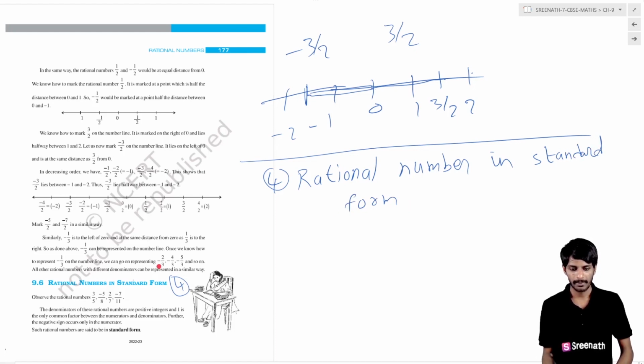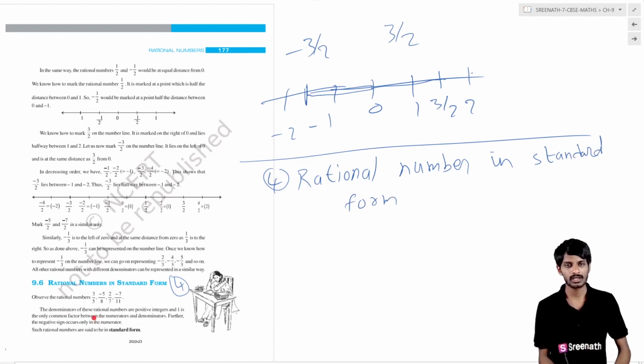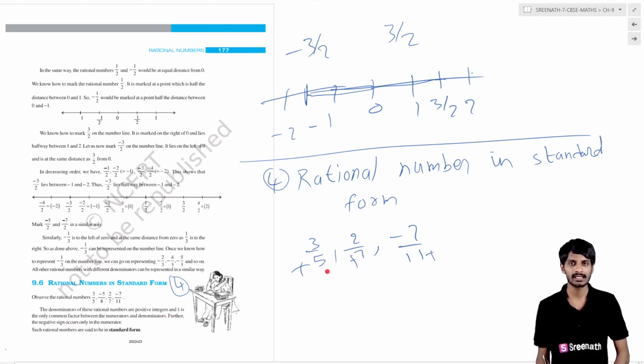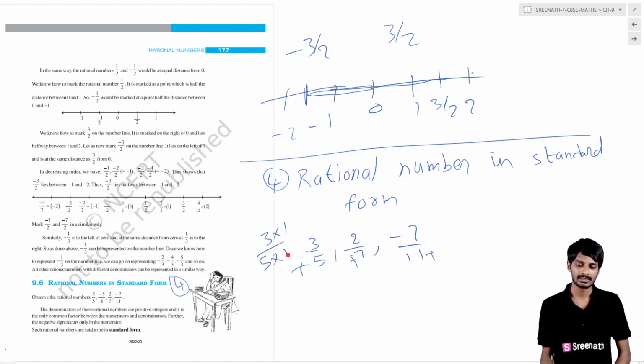Basically, observe the denominators of these rational numbers: 3 by 5, 2 by 7, and minus 7 by 11. If you clearly observe, the denominators of these rational numbers are positive integers, so all the denominators are positive. And 1 is the only common factor between numerator and denominator. We can write this as 3 into 1 and 5 into 1. That's it, there is no other common factor.